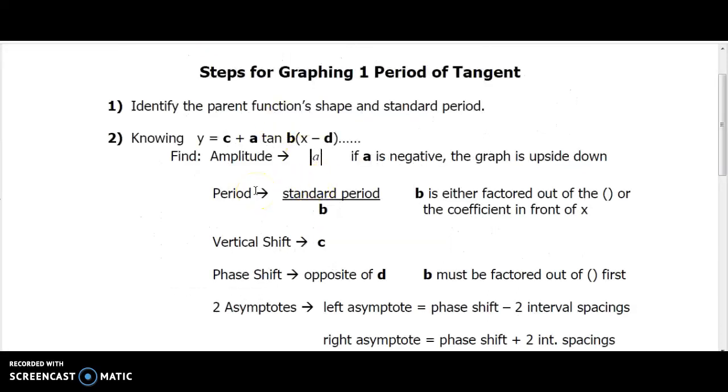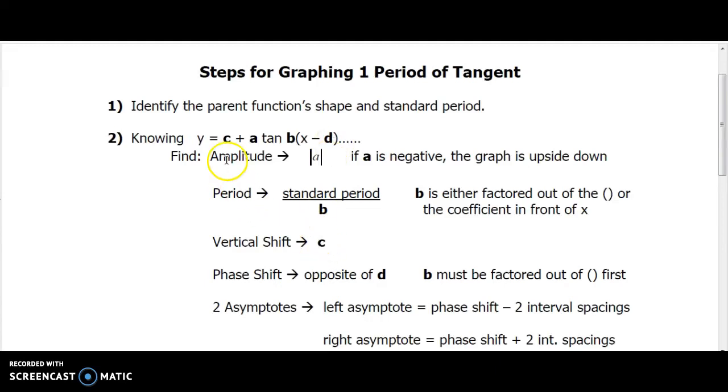Regardless, the period comes from the b value again, but there's a little bit of a difference. We still calculate it by doing the standard period over b. However, the standard period of a tangent graph is pi, not 2 pi like it is in the cosine and sine graphs. So we still calculate the period using the standard period over b, but instead of 2 pi over b, we do pi over b. It's really important to note, as is stated right over here, that you still have to factor b out if it's not already factored out. So x needs to be by itself in the parentheses, and if it's not, you have to factor the b value out. Otherwise, your phase shift is going to be wrong.